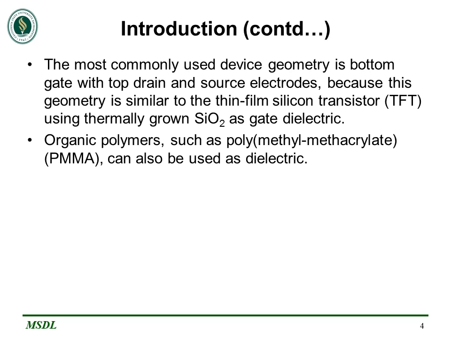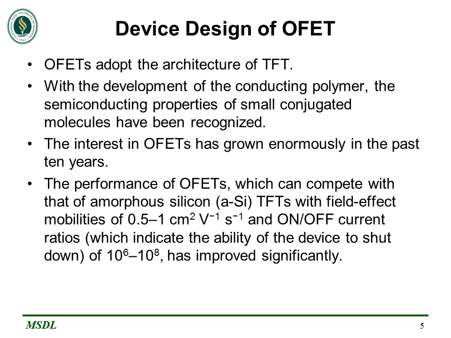Out of them, the most commonly used is bottom gate with top drain and source electrodes, as it is similar to thin film silicon transistor, using silicon oxide as gate dielectric. Organic polymers such as polymethyl methacrylate can also be used as a dielectric. Organic field effect transistors adopt the architecture of thin film silicon transistor.